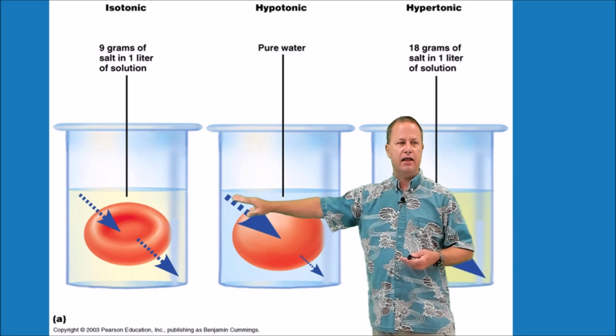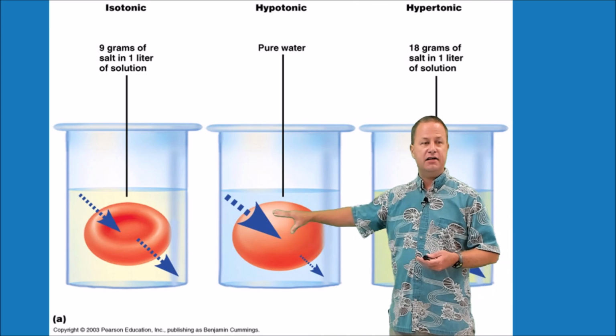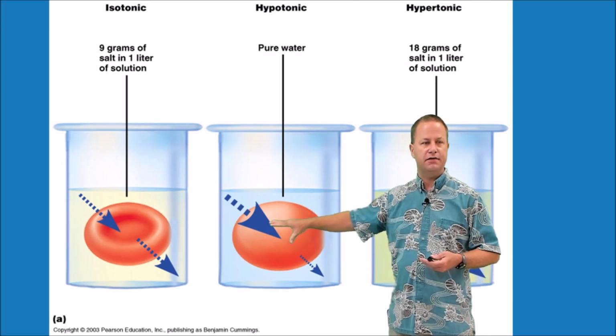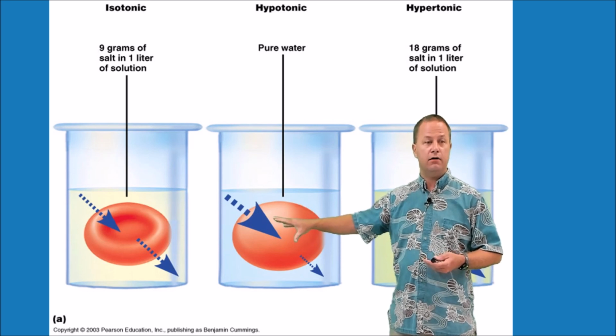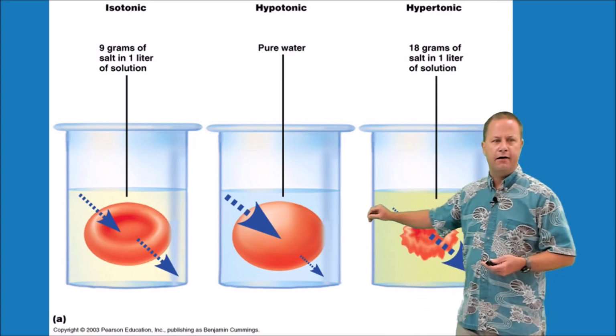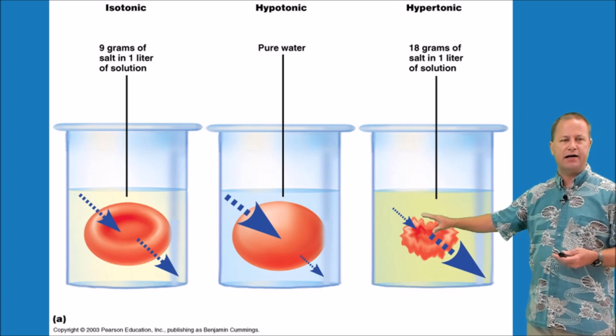Here you can see we have a lot more water going in and very little water going out. And that's because the cell has the majority of solute in the solution, and the cell is sucking the water in, so the cell is going to swell and potentially even burst. Finally, let's look over here on this side. We can see a cell that's placed in a hypertonic solution.